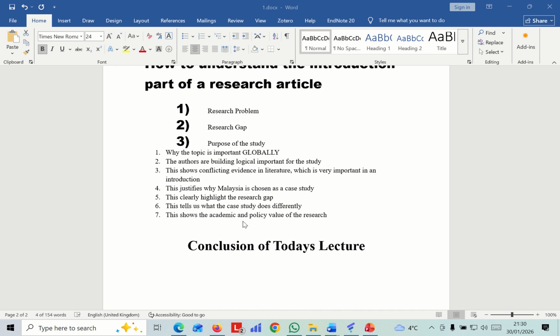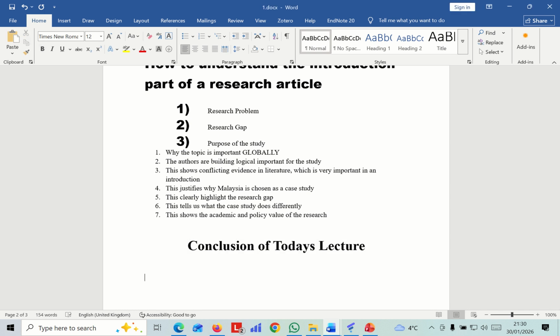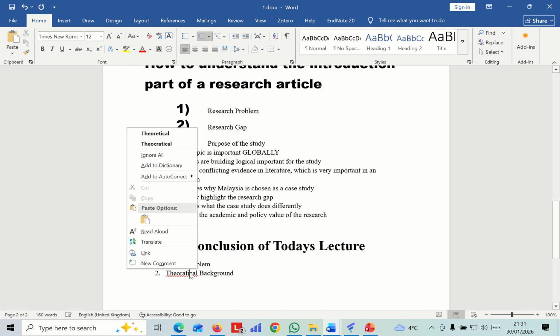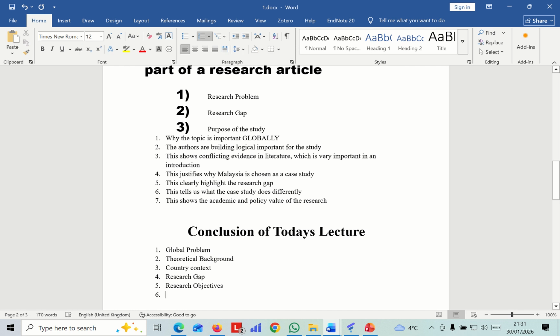Now we are going to the conclusion of today's lecture. In summary, a strong introduction always includes: global problem, theoretical background, country context, research gap, research objectives, and contribution of the research, meaning research significance.